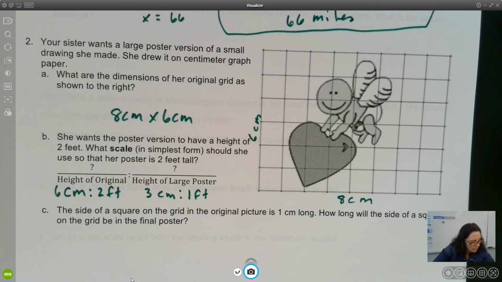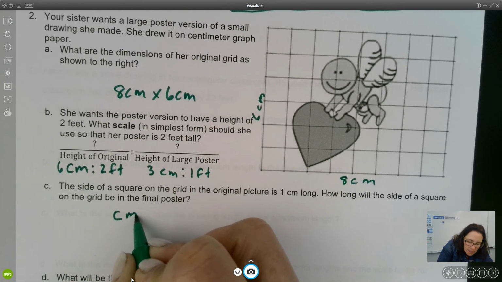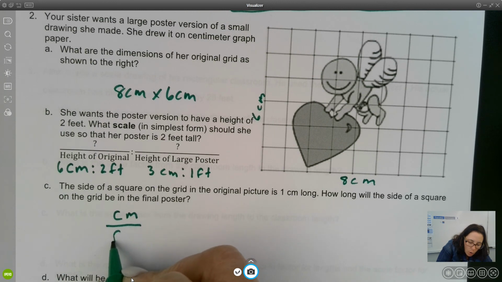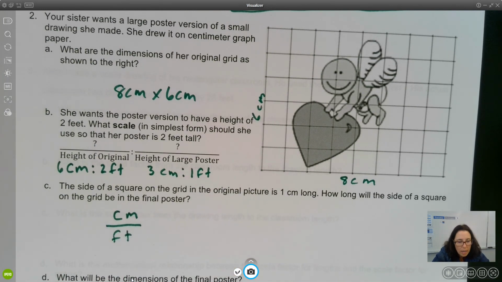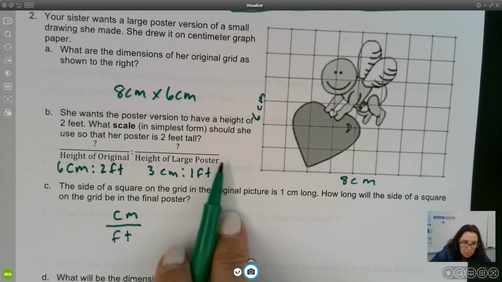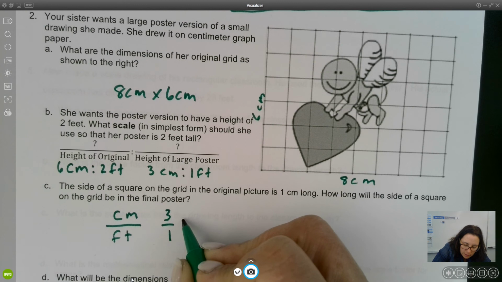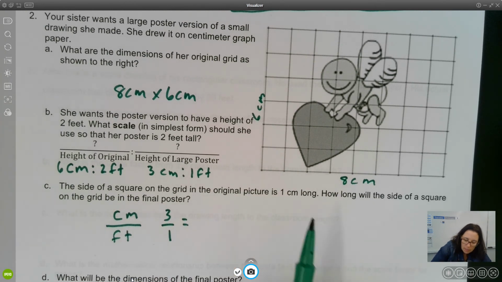Okay. All right, the side of a square on the grid in the original picture is 1 centimeter long. How long will the side of a square on the grid be in the final poster? All right, so I'm going to have centimeters on the picture over feet in real life. Okay, so I'm going to be using this simplest scale. Okay, so I've got 3 centimeters to 1 foot equals, okay, I need 1 centimeter put in here over, we don't know.